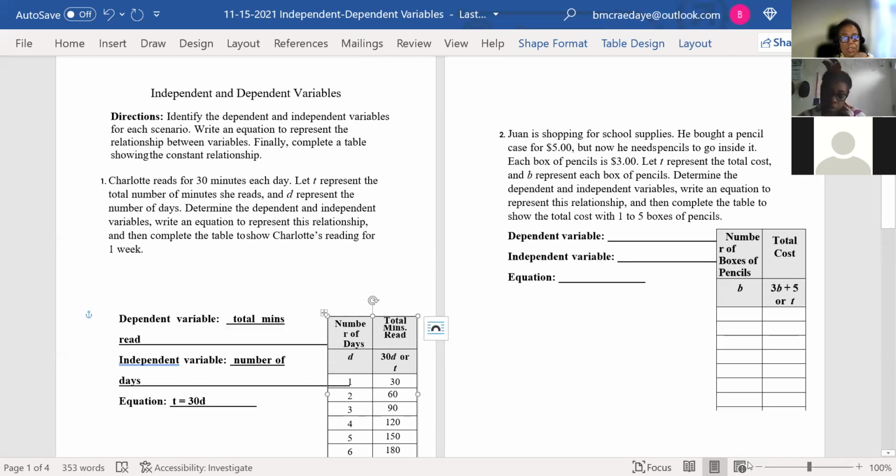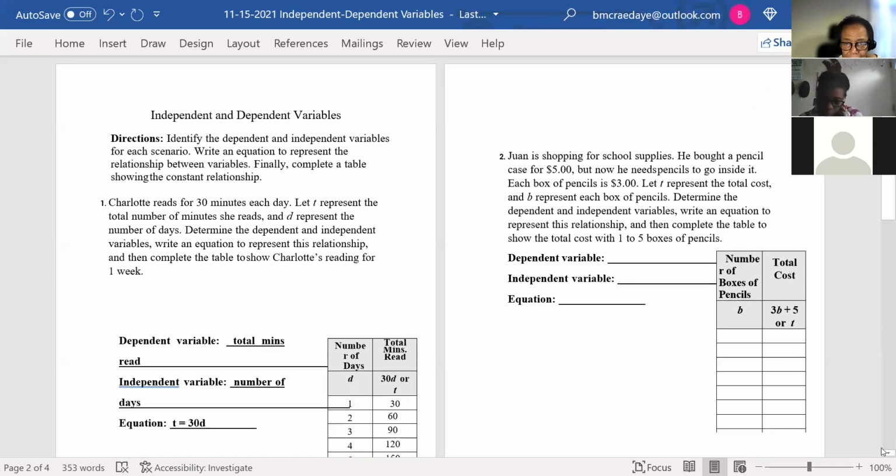Okay, number 2. Wong is shopping for school supplies. He bought a pencil case for $5, but now he needs pencils to go inside of it. Each box of pencils is $3. T is the total cost. B represents each box of pencils. What is the dependent variable? So let me bring this down. Dependent.